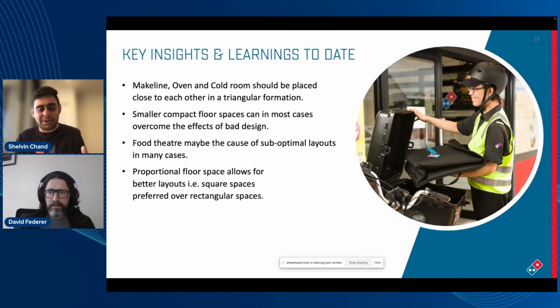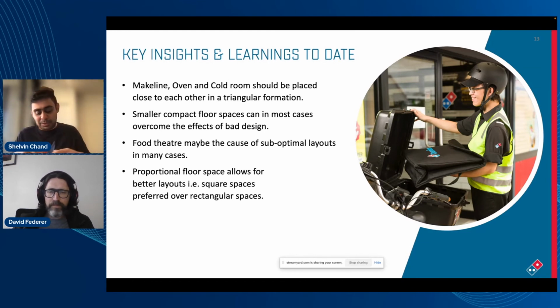We have this design paradigm in Domino's called the food theater, where if you've gone into a Domino's, you'll see your make line right in front. So the staff will be preparing your order right in front of you, right? They'll sauce it, they'll load the ingredients right in front of you. It'll be cut and boxed right in front of you. This is done so that we let the customer see how their product is being made, and we get them engaged in this process. But that conflicts with this rule that we have found, right?